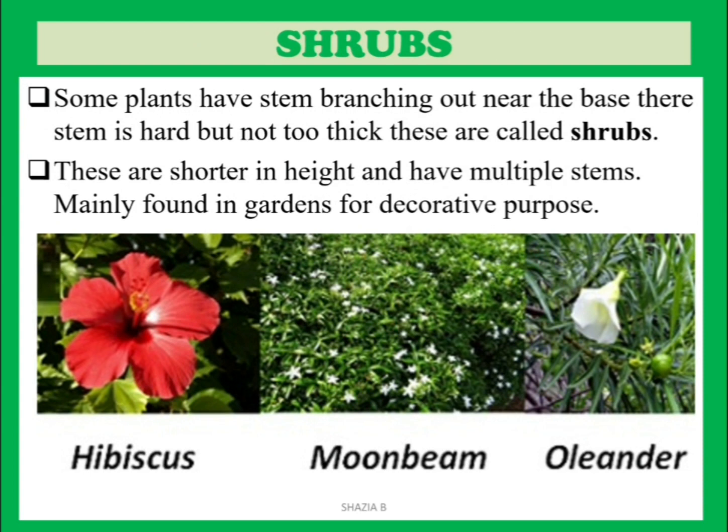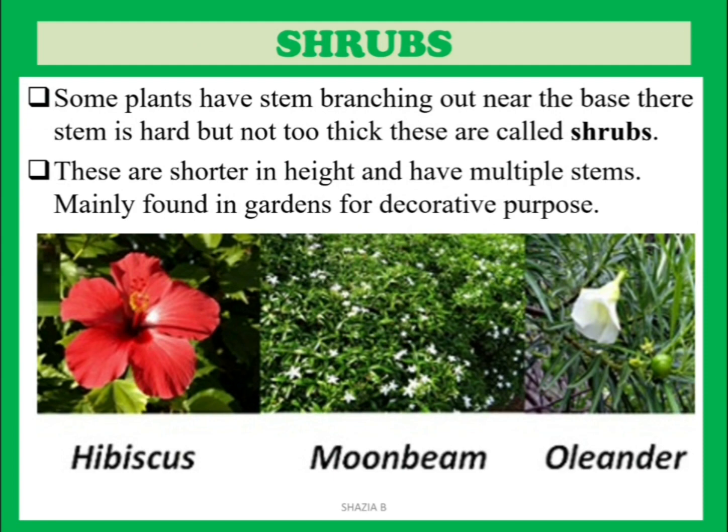So once again, what are shrubs? Shrubs are plants that have branching near the base, and their stem is hard but thin. They are shorter in height, but as compared to herbs, they are somewhat bigger and have multiple stems. They are usually found in gardens for decorative purposes. As I already mentioned, examples are hibiscus, a flowering plant, jasmine, etc.